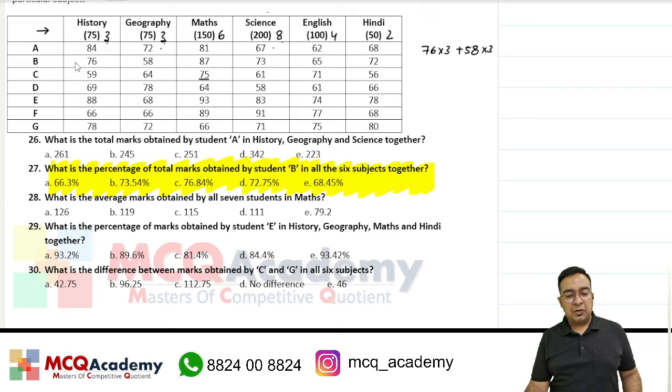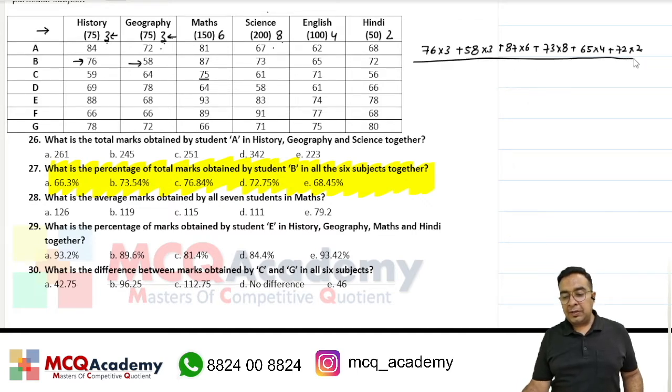कहां से आ रही है ये वैल्यू? 76 को हमने मल्टीप्लाई किया इसके इंडिविजुअल वेट से, 58 को हमने मल्टीप्लाई किया इसके इंडिविजुअल वेट से. Similarly 87 into 6, then we have got 73 into 8, then 65 into 4, then 72 into 2.